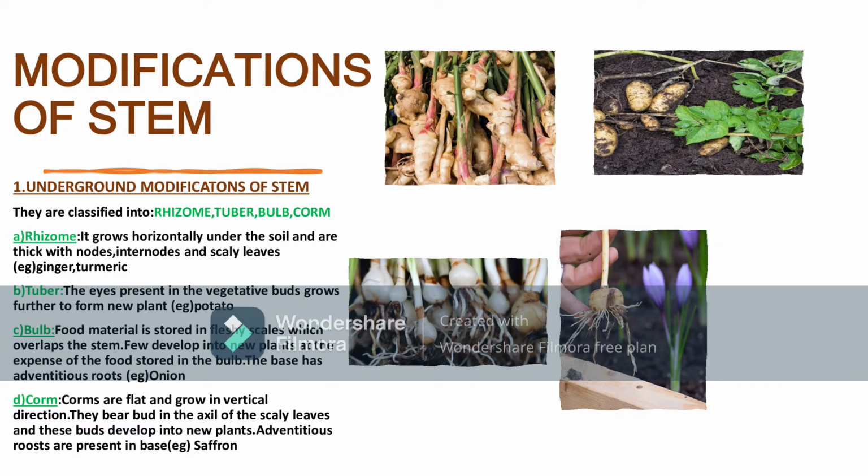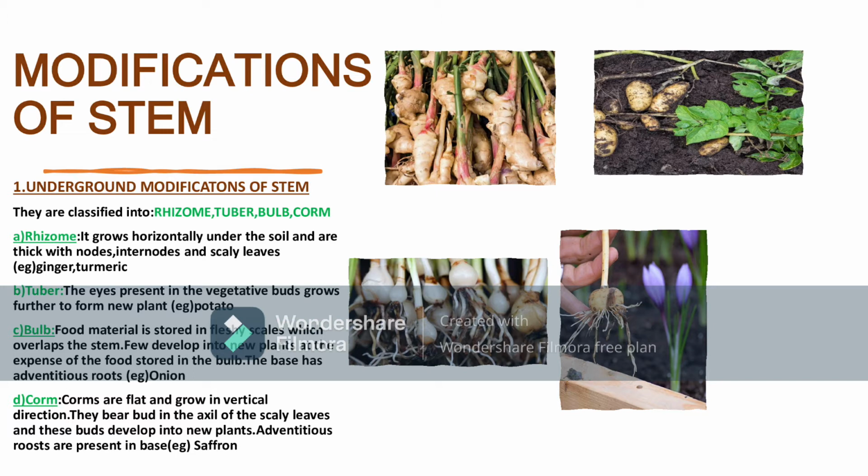Now let us see the modifications of stem. There are three types of modifications of stem. First one is underground modifications of stem. Second one is subaerial modification of stems. And the third one is aerial modifications of stems. First we'll see the underground modification of stems. Underground modifications of stems are of the following types: rhizome, tuber, bulb and corm.